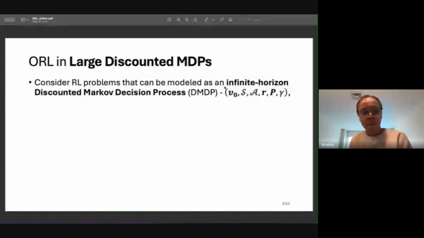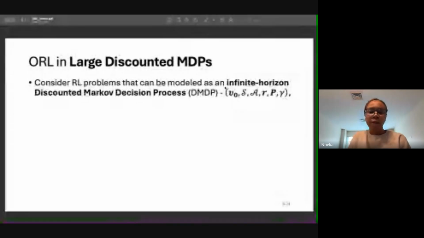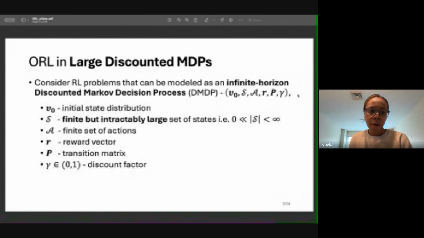Now, for the problem setup, we focus specifically on problems which can be modeled as an infinite horizon discounted MDP, which we denote here by this tuple, where nu zero is the initial state distribution, S is a finite but really large set of states, A is the finite set of actions, R is our reward vector, P is the transition matrix, and gamma is the discount factor that takes values between 0 and 1.